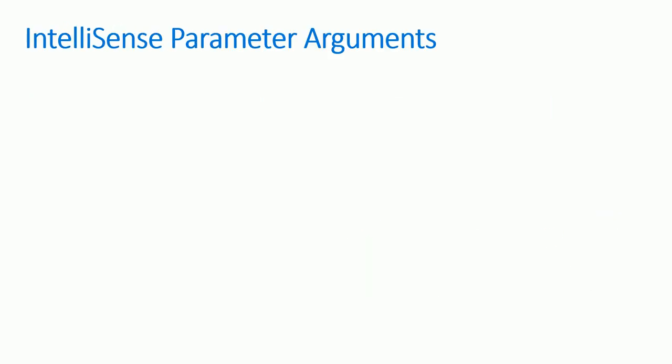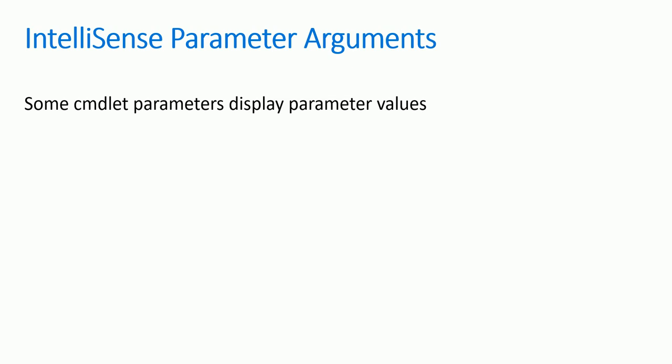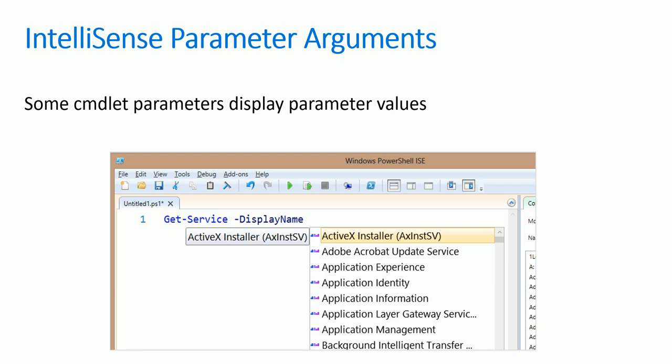So IntelliSense parameters and arguments, what is that? Some cmdlet parameters display the variables. You can just type the command Get-Service -Display, and IntelliSense will help you find out what the next command to write will be.